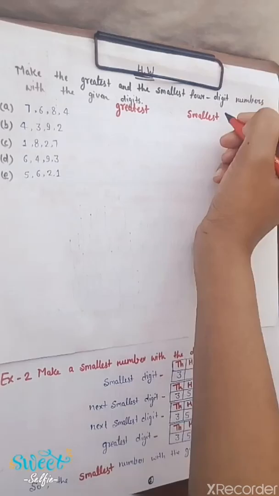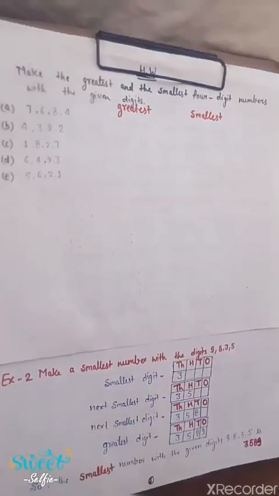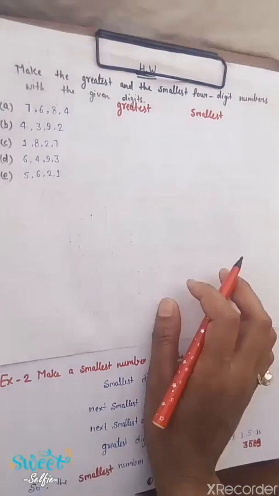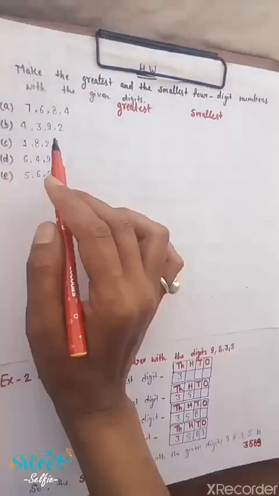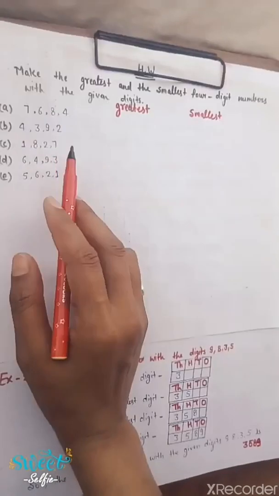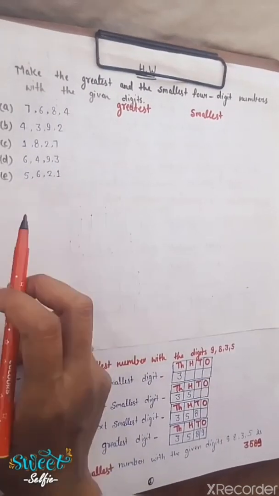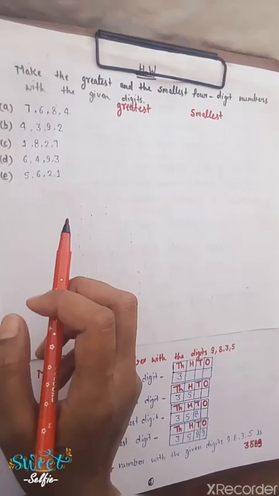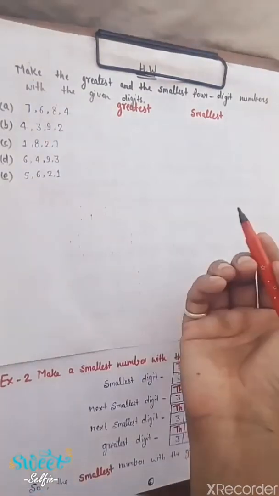In A you have 7684. By using it, you have to make the greatest and the smallest number. In B, 4392. In C, 1827. In D, 6493. And in E, 5621. By using these digits, you have to make the greatest and smallest 4-digit numbers.